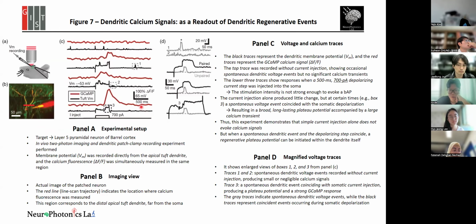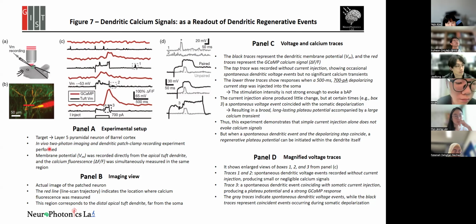So Figure 7 presents the experiment designed to investigate how dendritic calcium signals can be driven not by simple backpropagating action potentials, but by intrinsic dendritic regenerative events, specifically plateau potentials. So panel A shows the experimental setup, and the target was the layer 5 pyramidal neurons of barrel cortex.